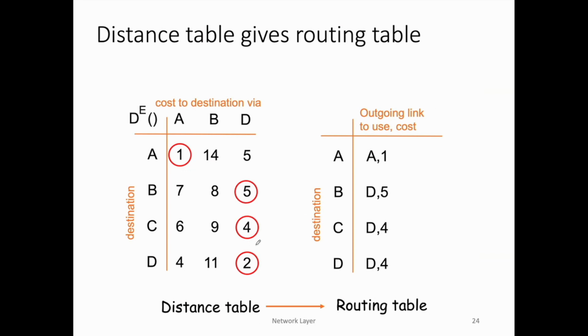So by the way, before we move forward and discuss how these loops can create problems, this distance table that we have just discussed gives us the routing table, right? In the routing table, for example, we have the destination, the outgoing link, and the cost associated with it. If I want to go from E to B, the outgoing link is the link attached to router D. The next hop is router D, and the cost is 5, right? Similarly, if I want to reach destination C from E, the next hop is D, and the cost is 4. So this distance table is used to create the routing table to make a forwarding decision based on the least cost path.